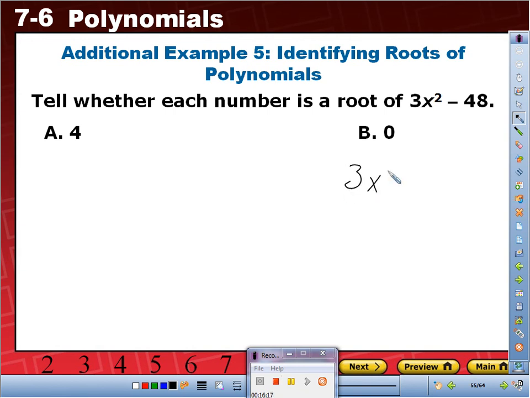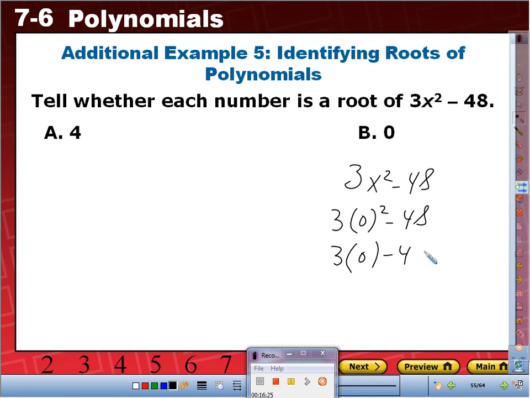You should have done 3x squared minus 48. 3 times 0 squared minus 48. 3 times 0 minus 48. This is 0 minus 48. So therefore, what's left? Negative 48. So since this is not 0, then 0 is not a root. If it is 0 at the end, it is a root. If it's not, then it's not.